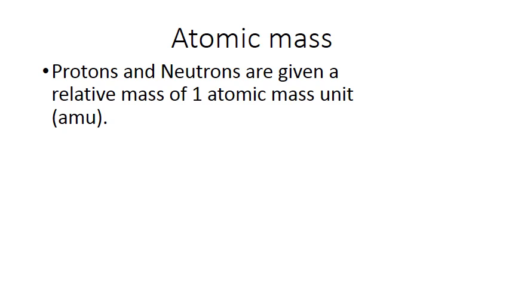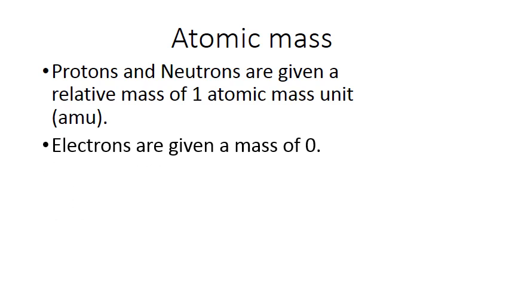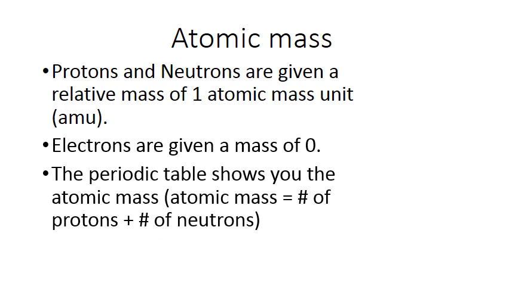So we use a unit of measurement called the atomic mass unit, which weighs as much as a proton or a neutron. Because electrons are so light, they're given a mass of 0. We just consider them to have no mass.